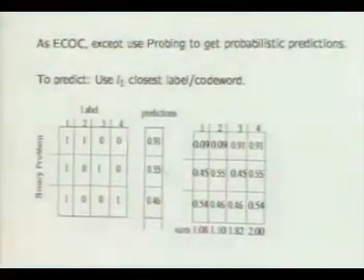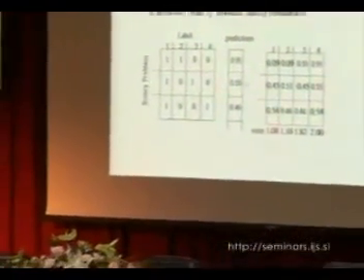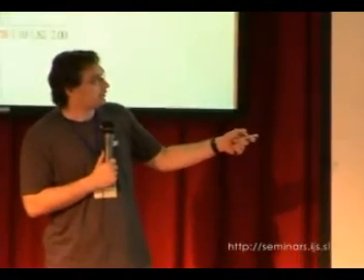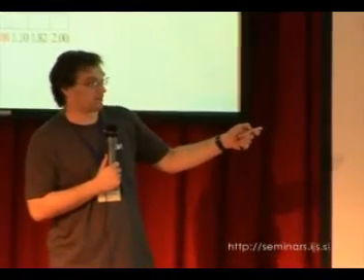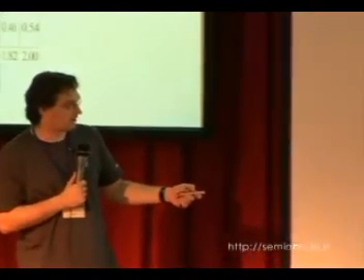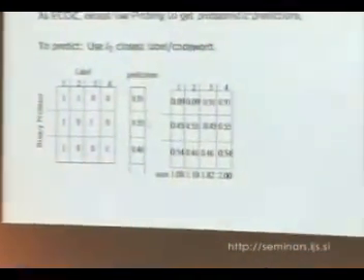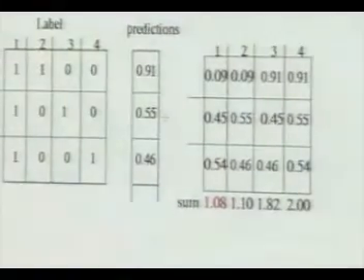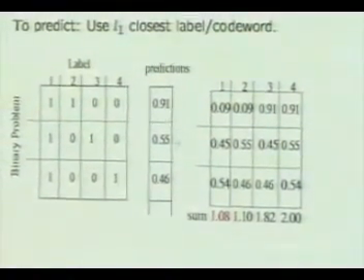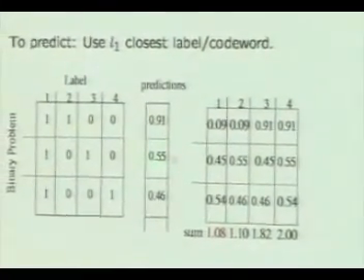Now everything's going to be the same as before with error correcting output codes, except it's going to be a probabilistic error correcting output code. So the questions that we're going to be asking are: what is the probability that the label is 1 or 2? What is the probability that the label is 1 or 3? What is the probability that the label is 1 or 4? So we can apply the probing algorithm and get out these estimates. Let's say the probing algorithm says 0.91 for the label being 1 or 2, 0.55 for here and 0.46 for here.